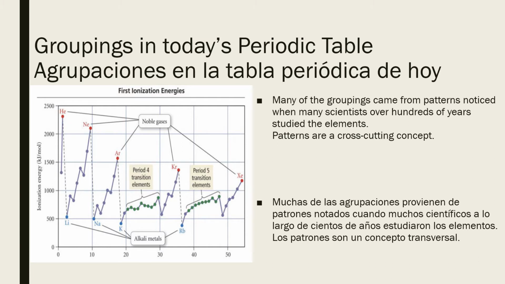Many of the groupings came from patterns noticed when many scientists over hundreds of years studied the elements. Patterns are a cross-cutting concept. For example, this graph shows how difficult it is to remove one electron from an element, and that the last one in each period had the highest. Each of the groups have similar chemical and physical properties.